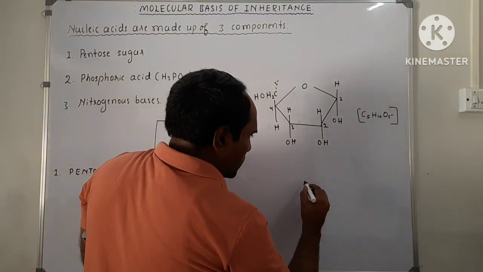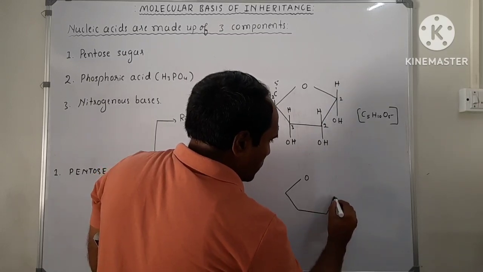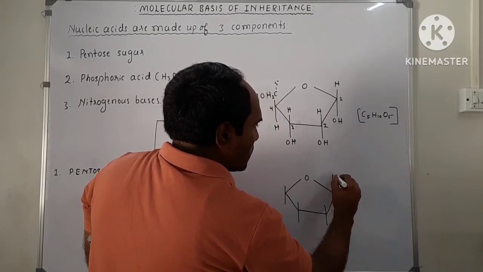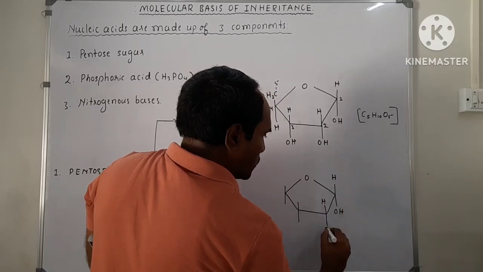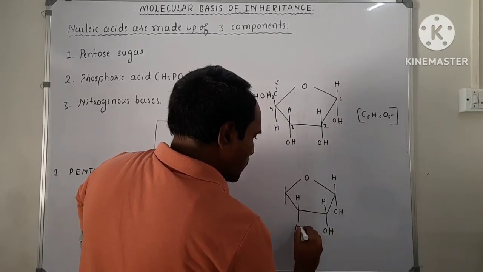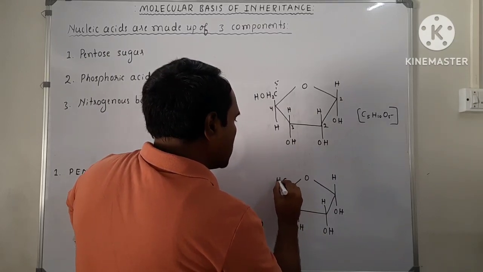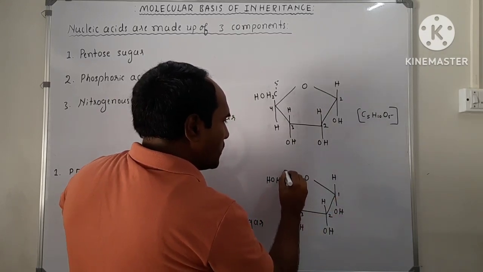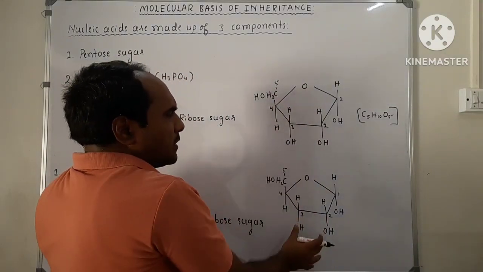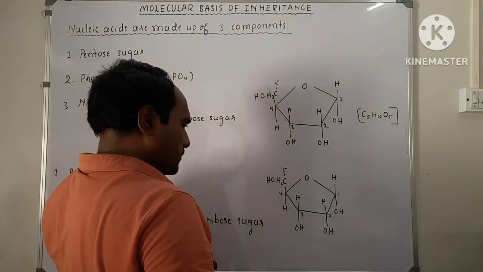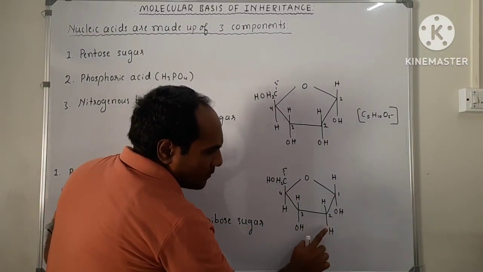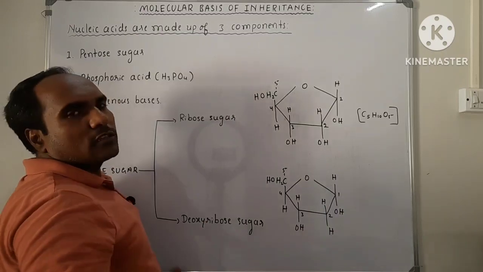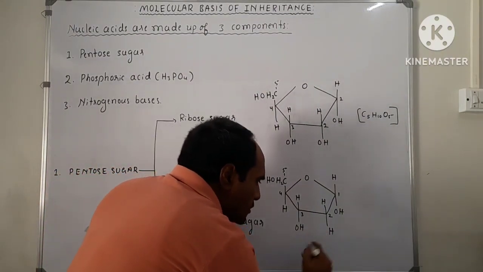And what is deoxyribose sugar? See here. H, OH, H, OH, H, OH, H, C, H2, OH. First carbon atom, second carbon atom, third carbon atom, fourth carbon atom, fifth carbon atom. Here, what is the difference between ribose sugar and deoxyribose sugar? See here, at the second carbon position, one oxygen atom is missing. This is the only difference between ribose sugar and deoxyribose sugar.